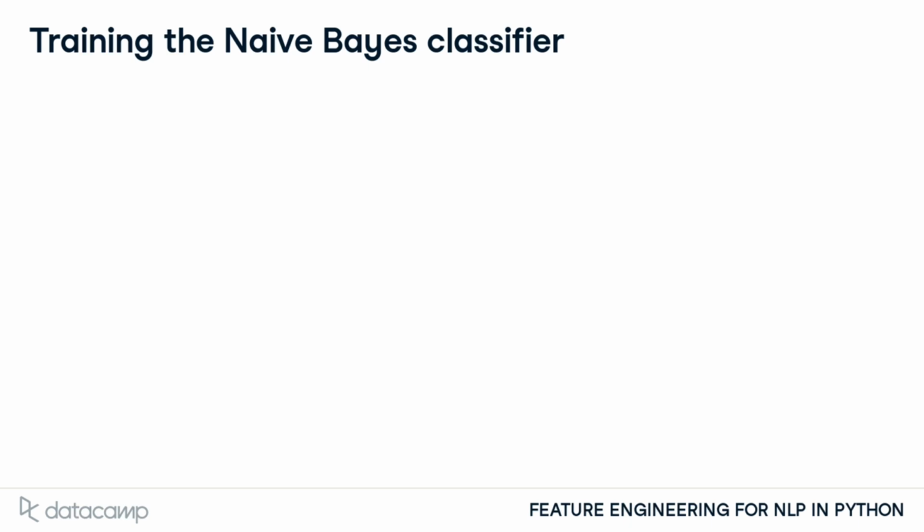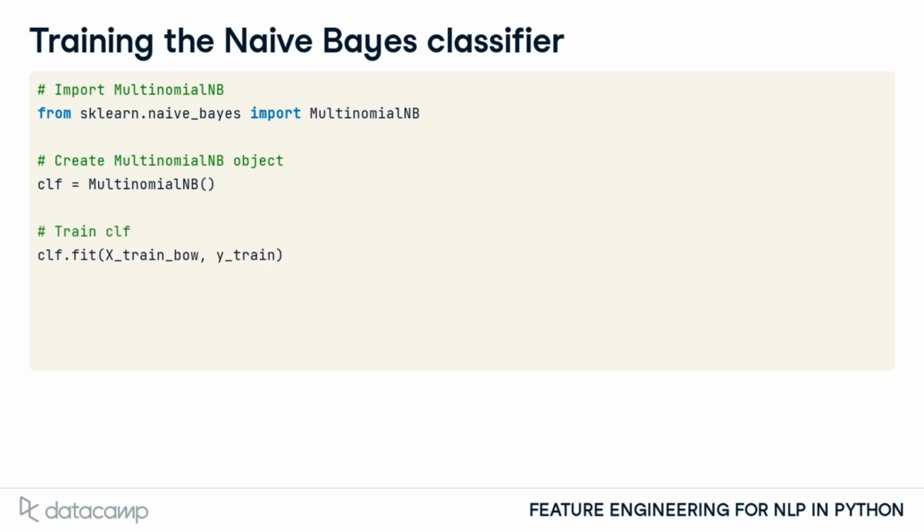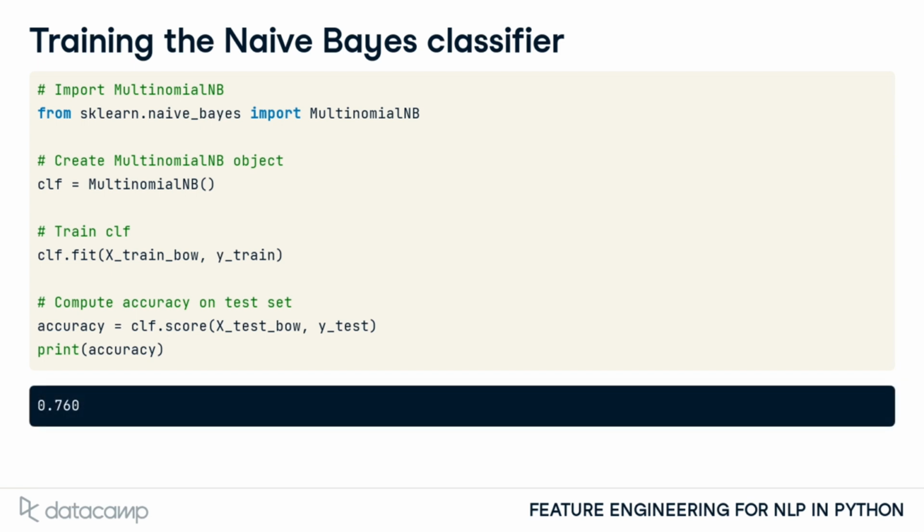We're now in a good position to train an ML model. We will use the multinomial naive Bayes classifier for this task. We import the MultinomialNB class from scikit-learn and create an object named clf. We then fit the training BOW vectors and their corresponding labels to clf. We can now test the performance of our model. We compute the accuracy of our model on the test set using clf.score. In this case, our model registered an accuracy of 76% on the test set.